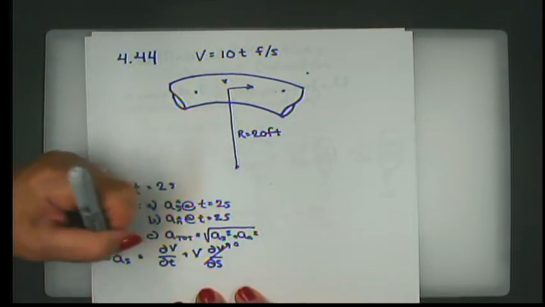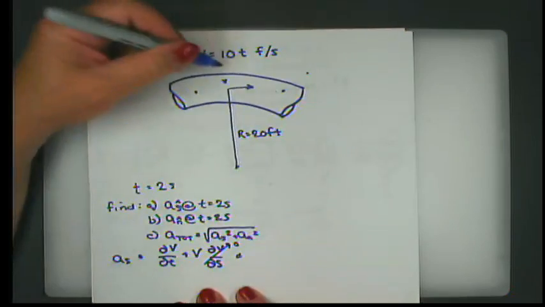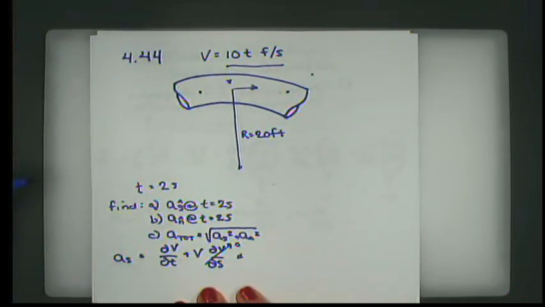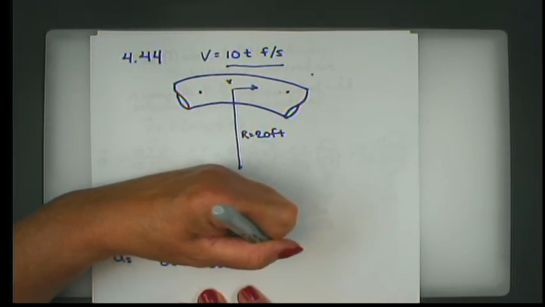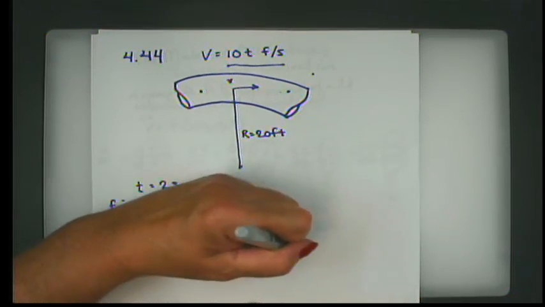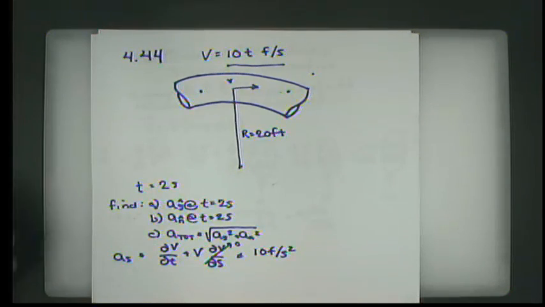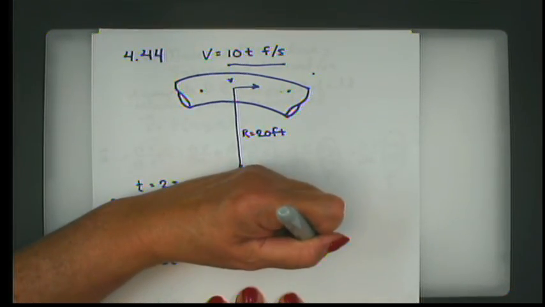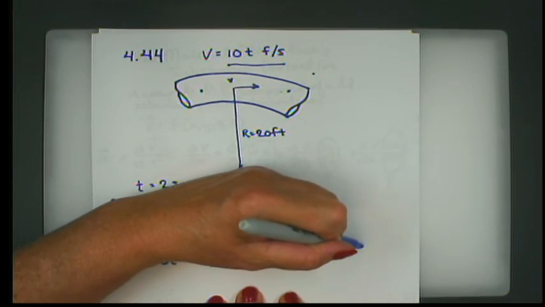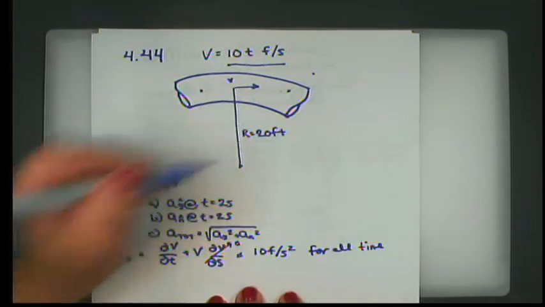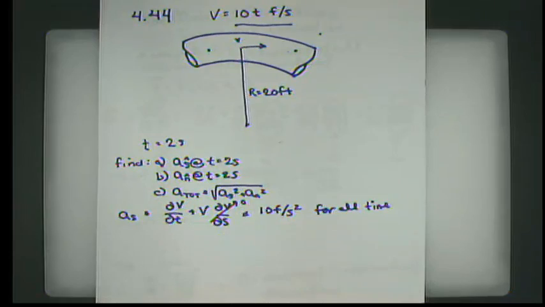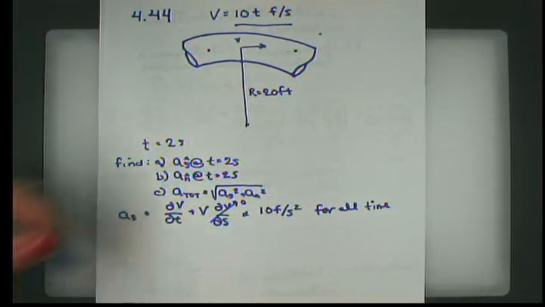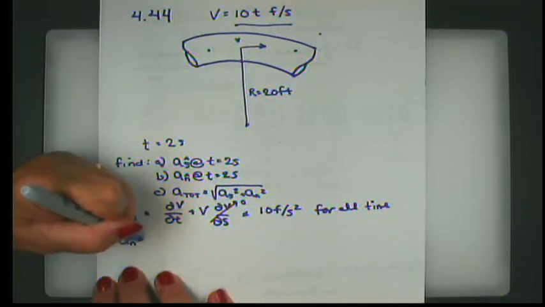So that means that a sub s is equal to the first derivative of this with respect to time, which is 10 feet per second squared, right? And that's going to be not just at 2 seconds, but for all time. The velocity is increasing at a steady rate. That means that the acceleration is constant. All right. Now, we kind of got off the hook easy there.